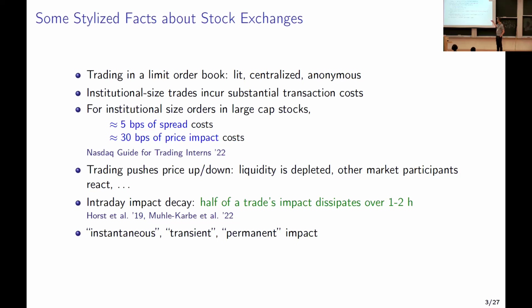So a typical number would be that half of a trade's impact could dissipate 1 to 2 hours after you stop trading. Okay, so that's the kind of time scale that's relevant to us, because if we're setting a problem up over several hours, and if it goes down by half, that's substantial. So that's something that we want to take into account. Otherwise, we're not capturing an important feature.